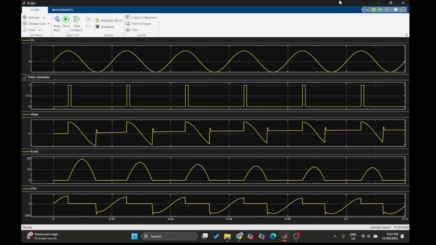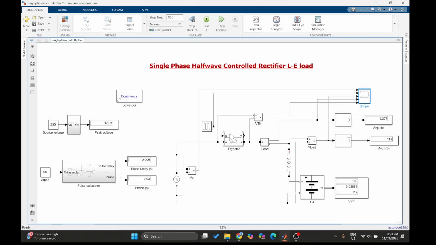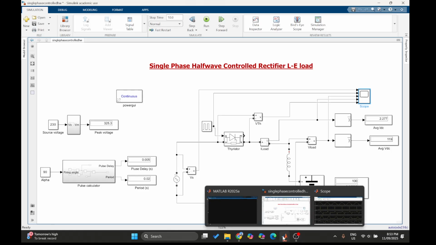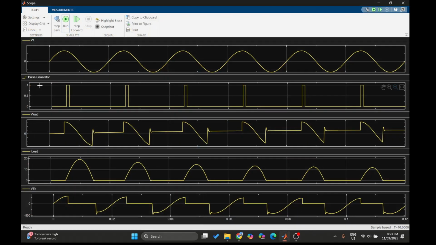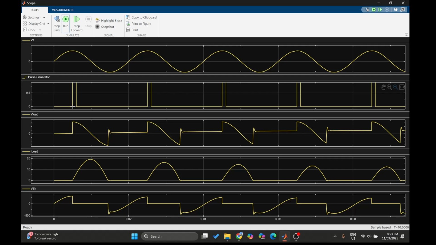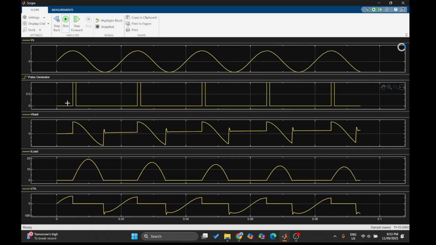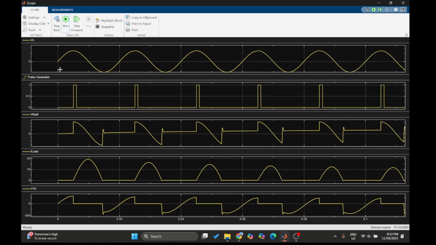The thyristor is initially reverse biased, and it's not conducting from 0 to 90 degree, or 0.005 seconds. Hence, at the load side, we do not see any voltage, and no current is flowing until the 90 degree angle.